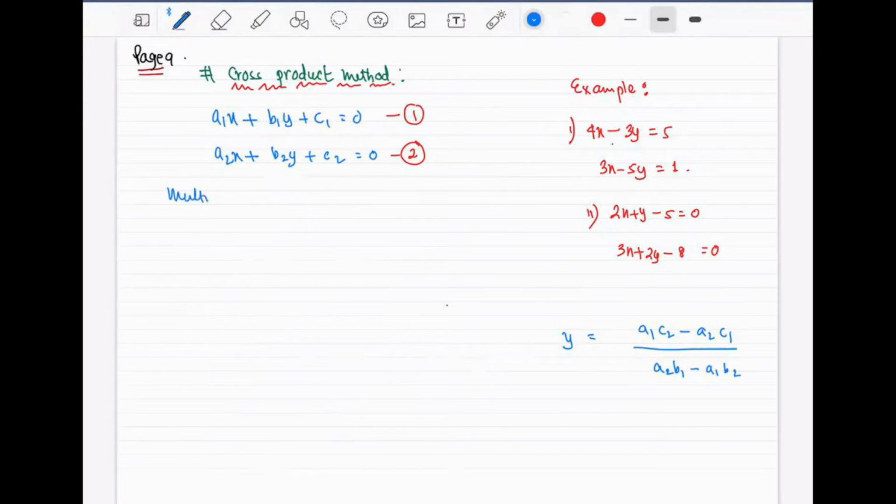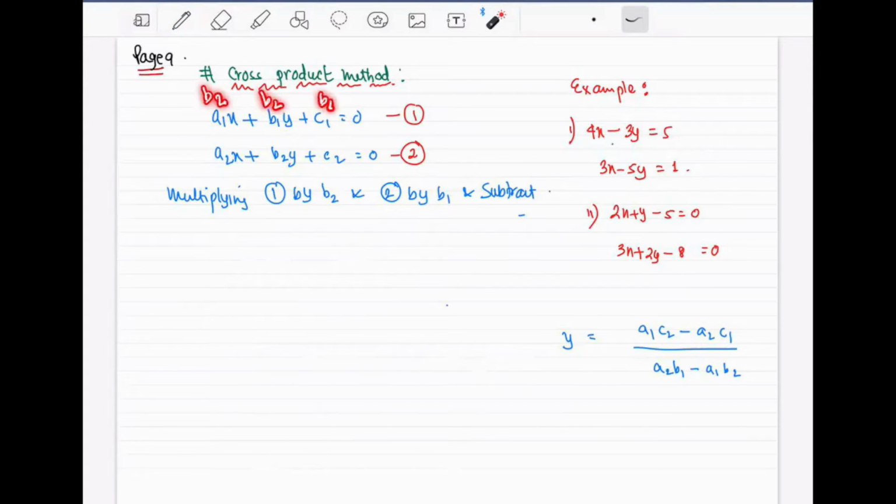So let's do it. Multiplying equation 1 by b2, and equation 2 by b1, and then we will subtract. What do we get then? Look, b2 here, b2 here, b2 here, b1 here, b1 here, b1. So multiply all the terms by b2 in equation 1. What we get is a1 b2 x, b1 b2 y, b2 c1 is equal to, if I multiply the right hand side by any number, we are going to get 0, right?